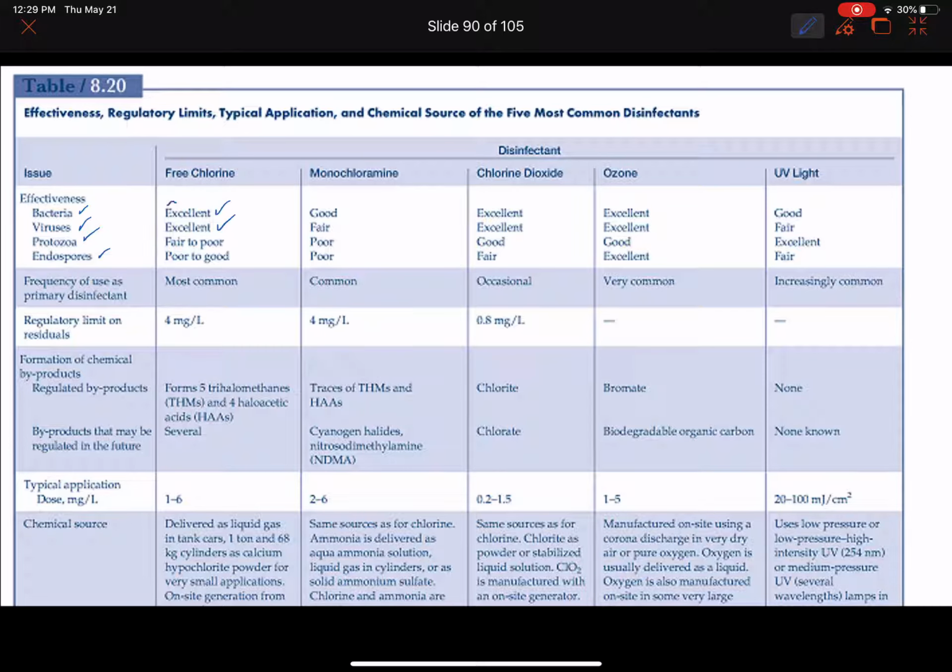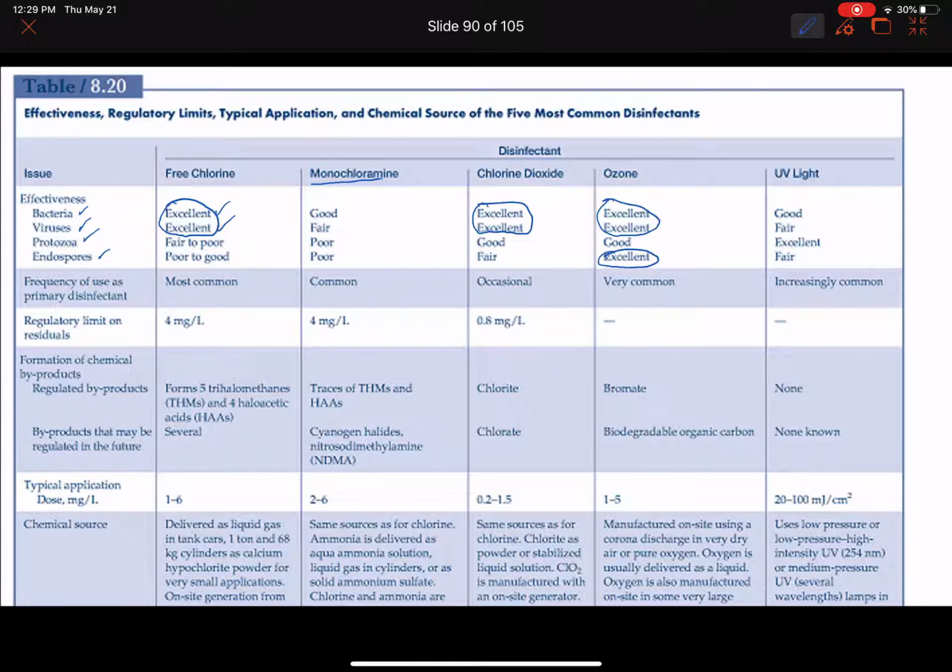But free chlorine is excellent in removing bacteria and viruses. Monochloramine is not that good, good to fair to poor. Chlorine dioxide is excellent in removing bacteria and viruses. Ozone, bacteria and viruses, excellent in inactivating them, and endospores. So ozone is not good with protozoa. Or it's also good, but we are looking only for the excellent. UV light is excellent to inactivate protozoa. Also good for bacteria, and fair for viruses, and fair for endospores.